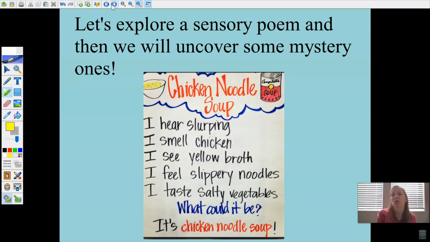So we have chicken noodle soup. I hear slurping. Can you hear that? That word slurping is a good word to hear. I smell chicken. I see yellow broth. I feel slippery noodles. That word slippery is a good feeling word. I taste salty vegetables. What could it be? It's chicken noodle soup. So these are all the things to describe what you hear, smell, see, feel, and taste when you have chicken noodle soup. All right, let's check it out.